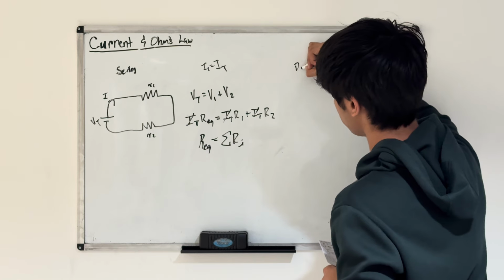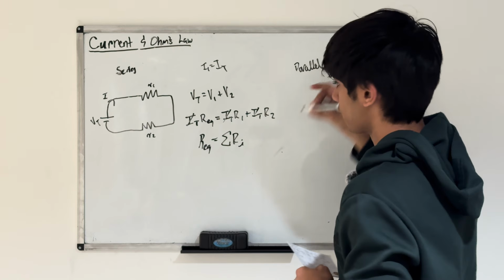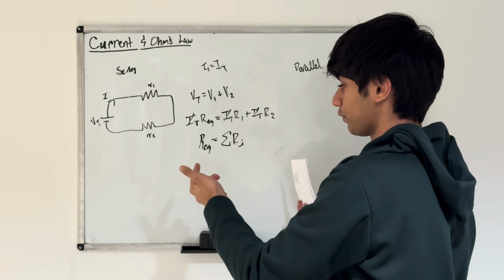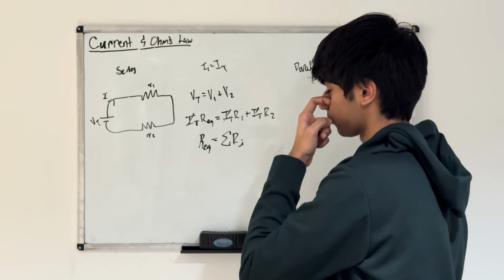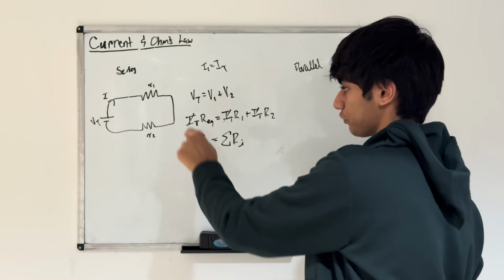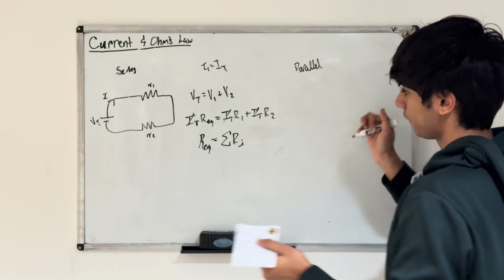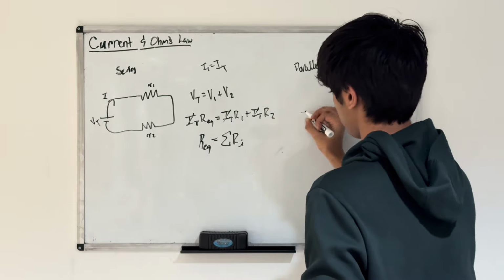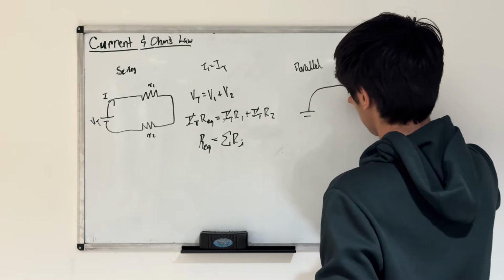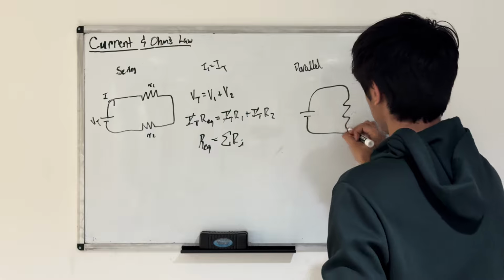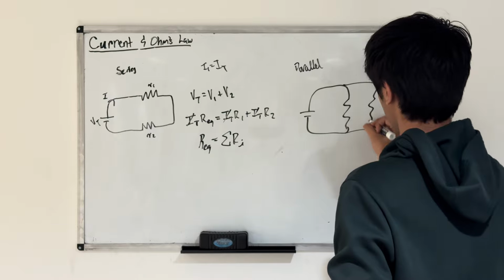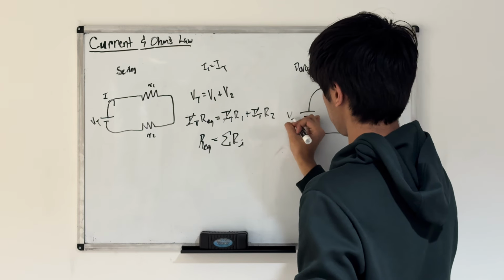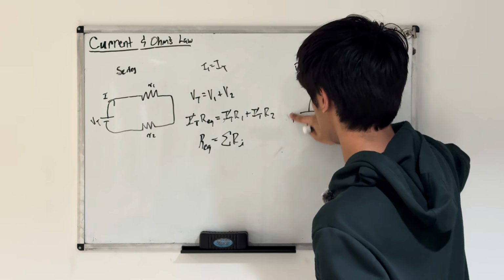Now in parallel, it's a little different. It's the opposite. One thing to note is that in capacitance, the equivalent capacitance in series is 1 over the sum of the inverse capacitances, but now we're just adding them, so it's kind of opposite. In parallel, it's going to be the inverses added together. So for parallel, let's just draw it quickly. This is R1, R2, and this is our total current, we'll call it IT.